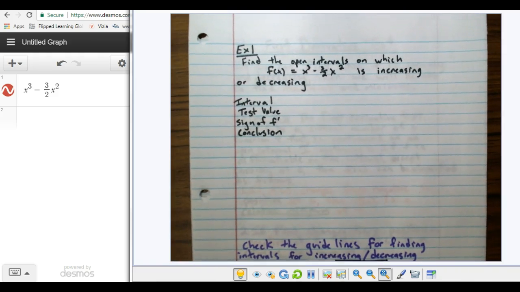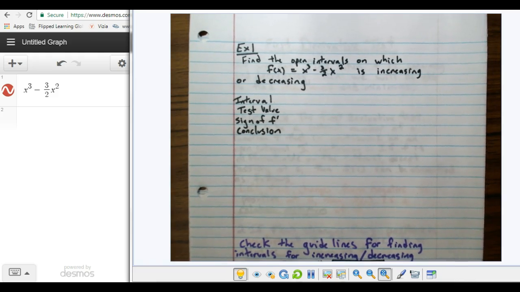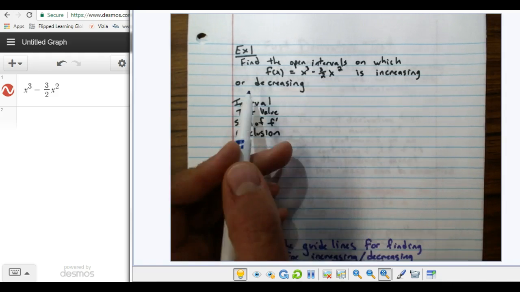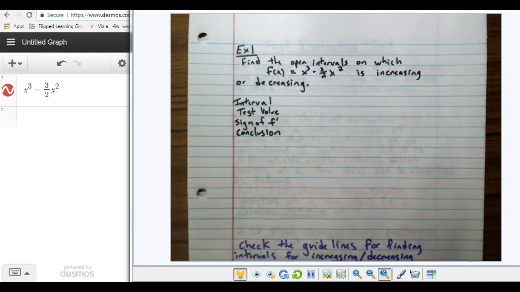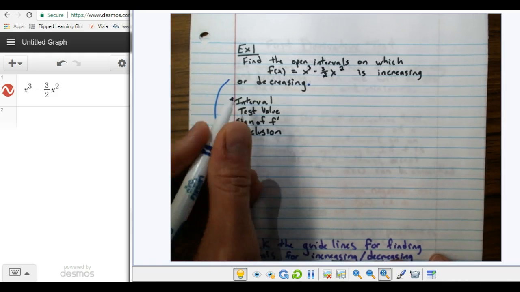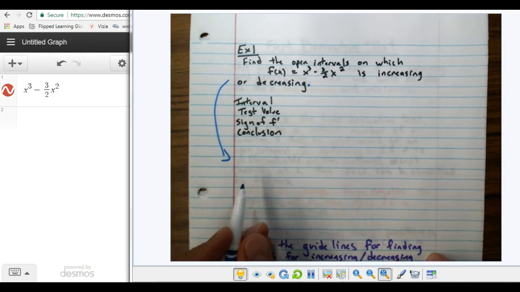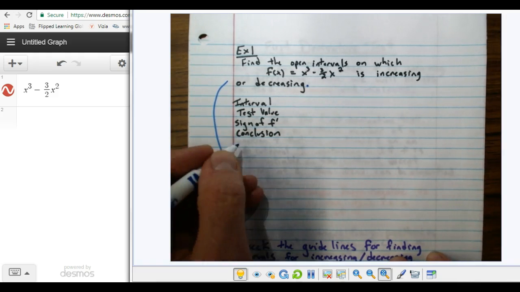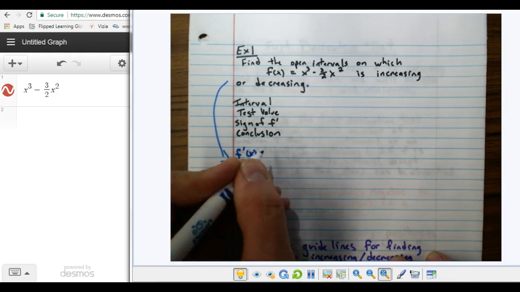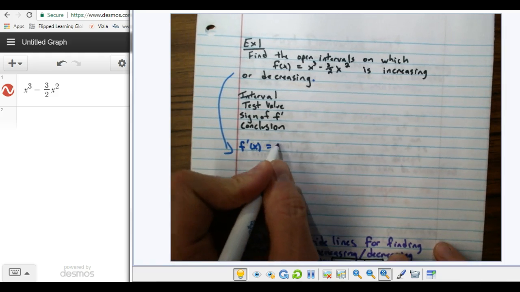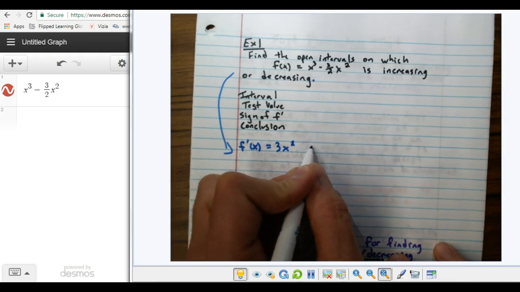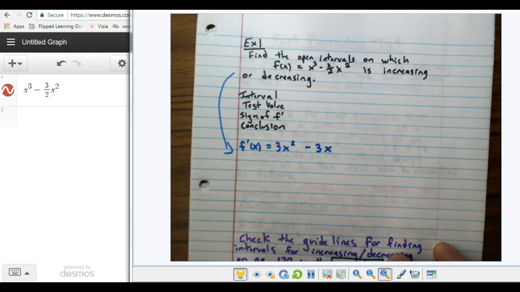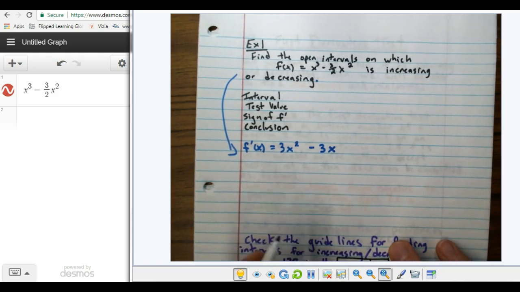So let's do this Example 1. Find the open intervals on which f of x equals x cubed minus 3 halves x squared is increasing or decreasing. Alright, so let's do that first here, and then we're going to talk about intervals. So we want to find out where it's increasing or decreasing, so let's find the derivative. So let's find f prime of x. Well, f prime of x is going to equal 3x squared, right? And then minus 3 halves times 2 is going to just be 3x. So there's our derivative.